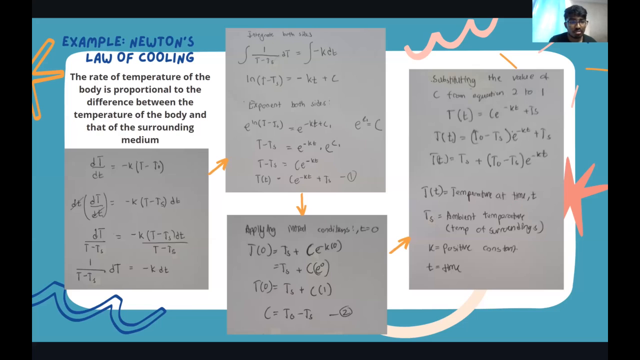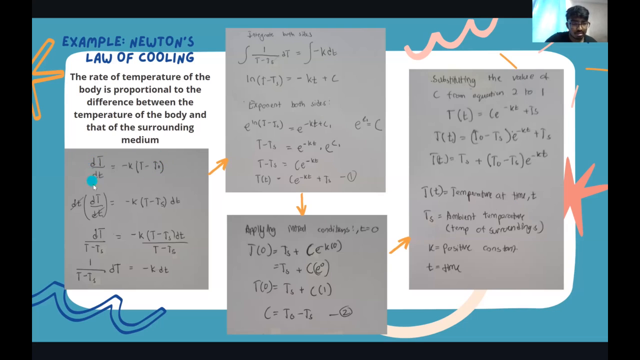So now is Newton's law of cooling. It's an example of differentiation that is applied in real life engineering application. It states that the rate of change of temperature of the body is proportional to the difference between the temperature of the body and that of the surrounding medium.